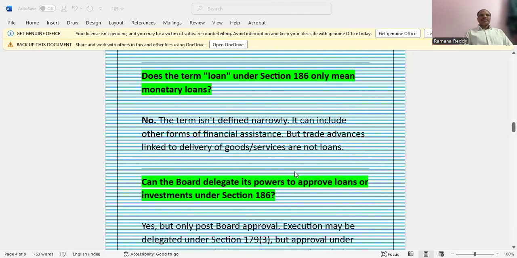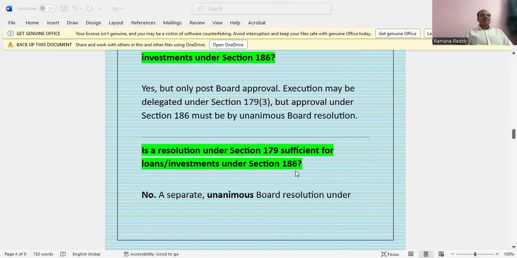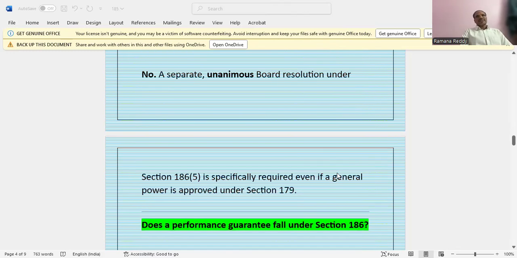Can the board delegate its power to approve loans or investments under Section 186? Yes, but only post-board approval. Execution may be delegated under Section 179(3), but approval under Section 186 must be by unanimous board resolution. Is a resolution under Section 179 sufficient for loans and investments under Section 186? No. A separate unanimous board resolution under Section 186 subsection 5 is specifically required, even if a general power is approved under Section 179.